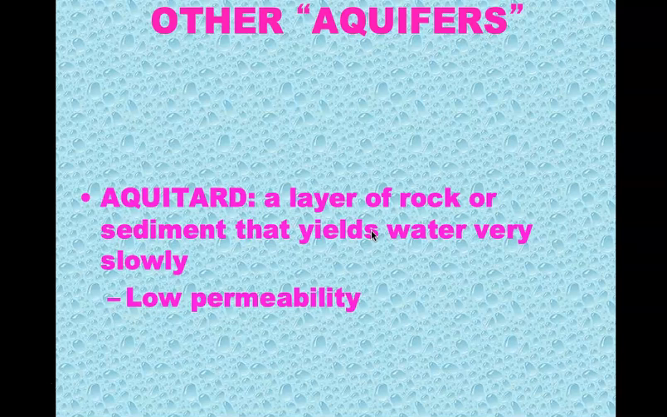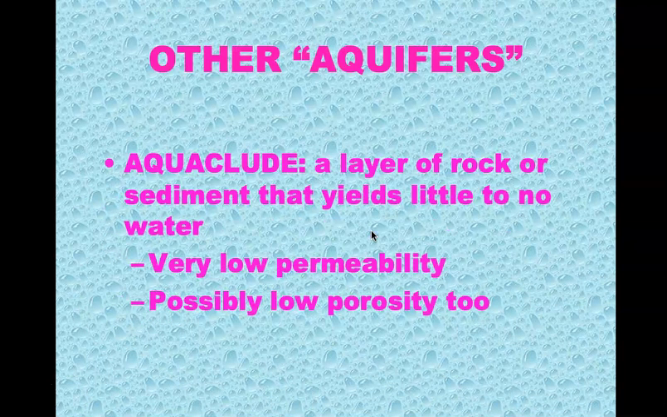So an aquitard, think about what does to retard mean? Retard means slow. So an aquitard is a layer of rock or sediment that yields water very slowly. That is probably due to low permeability. The unsaid implication is that there's water there, it's just hard to get it out. It's a pain in the butt. Okay, if you had to, yeah, you could use it, but if you got other choices, don't use it.